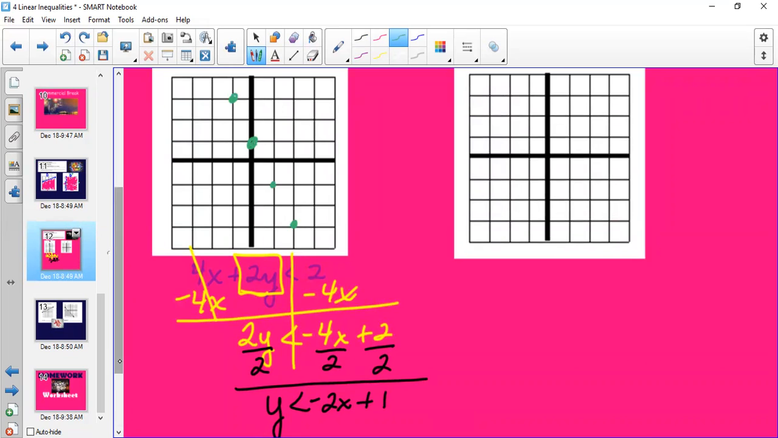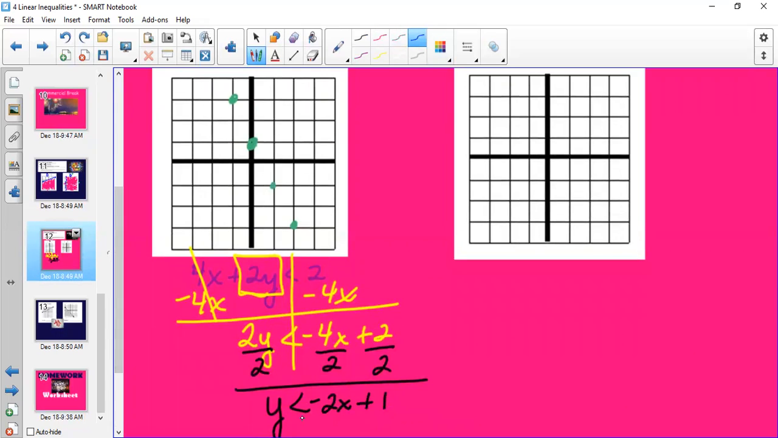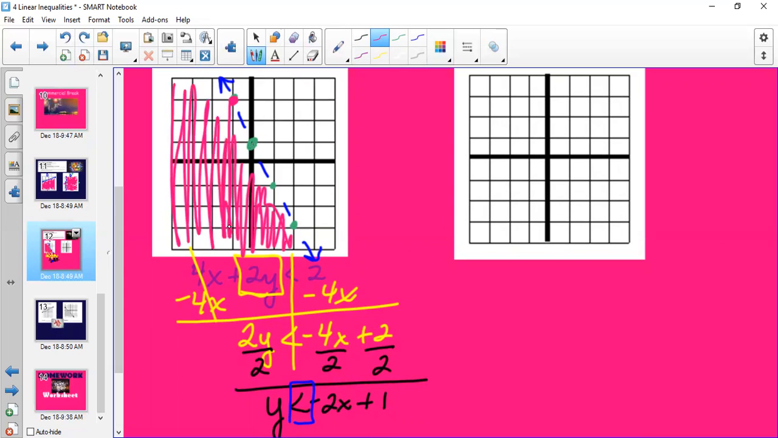Now remember, be careful about drawing your line right away because you have to look at your symbol. It's a less than. That means that the line is not part of our solution, so we make it dotted. Right, shading, less than. Find a point. I'll pick the top left one here. You think less than, you think down, so we are going to shade everything below that line. And that would be your answer.